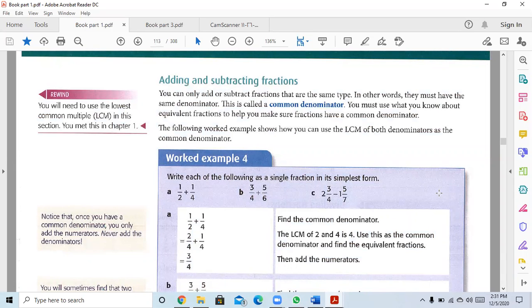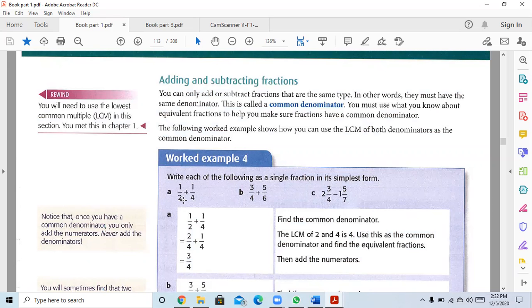So class, we will discuss a new topic, that is adding and subtracting fractions. Today we have two lectures, so we will discuss two things. First of all, common denominator. Once you have a common denominator, it is very easy for you to solve such questions. But in this exercise, you have different denominators, so you will make the common denominator yourself.